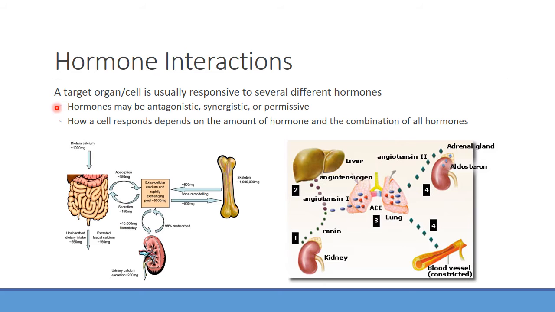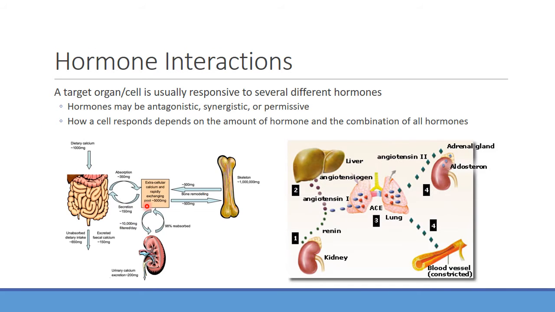Some will be synergistic, where they're kind of providing further support for one another and providing further more effects. We'll look at some examples of that. And then what do you think permissive means? Yeah, it kind of allows for, you kind of need one to beget the other. And they allow for the effects to actually occur in the first place. We'll look at those examples.